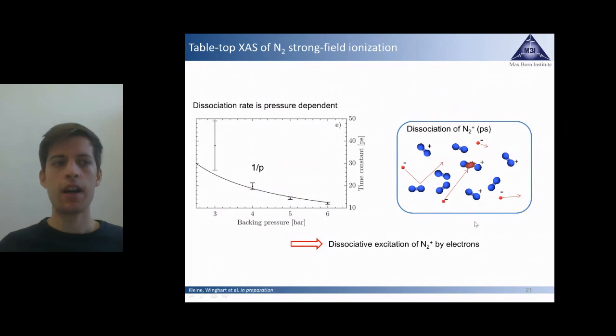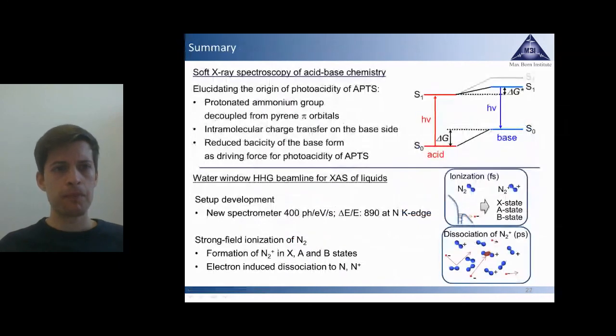So with this, I want to conclude and summarize what I have shown. So the first part of my talk, I was discussing our soft X-ray spectroscopy efforts in liquids done at large-scale facilities. And the case I showed you was where we tried to elucidate the origin of photoacidity of nitrogen-containing photoacid.